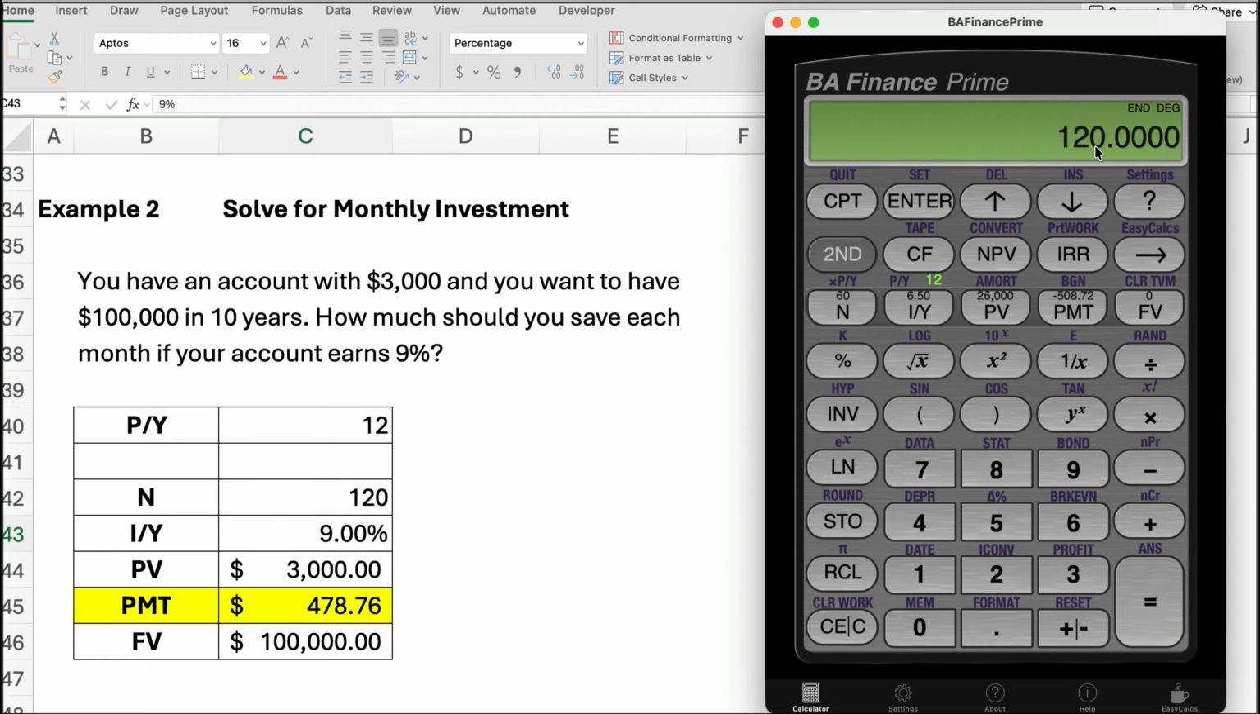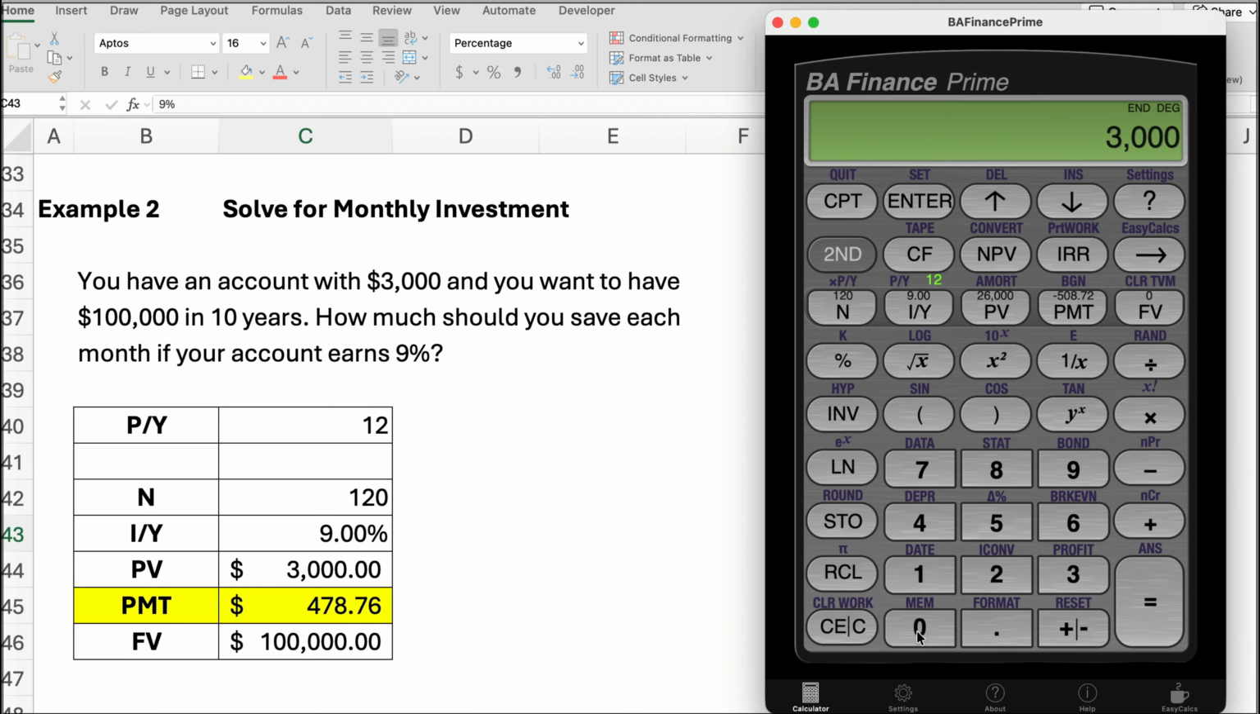So if you have an odd number like 9, well, what's 9 times 12? I don't know if I remember right offhand, but you can do that easily with your calculator. Your calculator will do this based on the periods per year. So we've got 120 periods, so I hit N, and then 9% is the interest rate, 3,000.